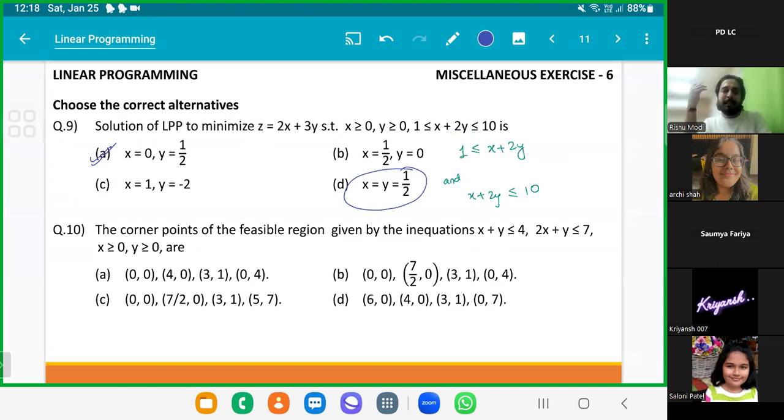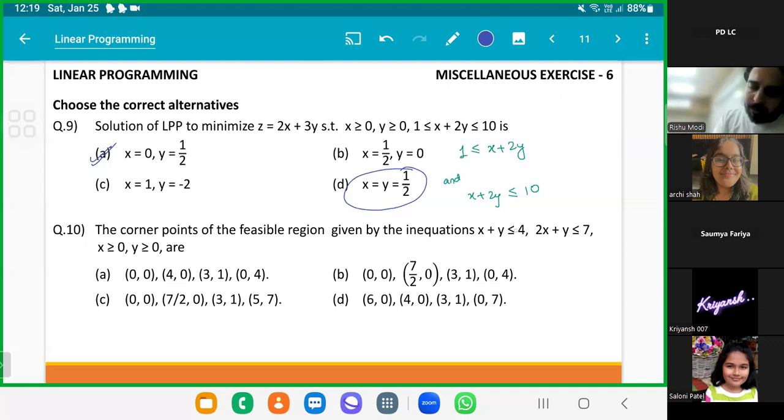Yes sir, understood. Once, twice you will go through this, and it will be by default stuck in your mind that this will be your answer for this question. So in the exam also, even if you don't solve it, you know that the answer will be 0 comma half. Right. 10th one, the corner points of the feasible region given by the inequation.